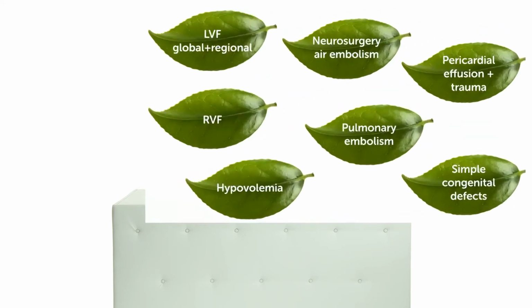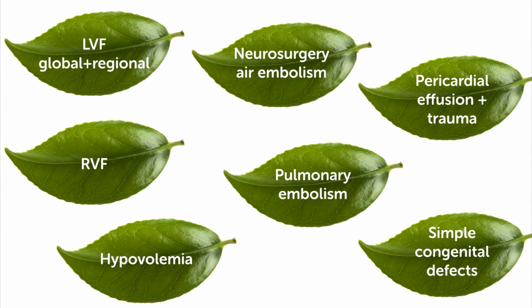Here is a list: to assess left ventricular function, both global and regionally; for neurosurgery, to detect air embolism; to detect pericardial effusion, especially in trauma patients; to look at right ventricular function, for example, in patients who are septic; to look at pulmonary embolism, hypovolemia, and to look at simple congenital defects.